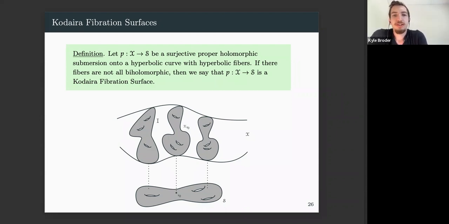So we'll define p from X to S, as in the beginning of the talk, to be a surjective holomorphic submersion. This time we'll assume it's also proper, so the fibers are compact. It's a surjective holomorphic submersion onto a compact Riemann surface of genus greater than or equal to 2, with fibers being curves of genus greater than or equal to 2. So we've got a hyperbolic base and hyperbolic fiber. But one of the key properties that defines the Kodaira fibration surface is that the fibers are not all biholomorphic. So there is holomorphic variation in the fibers and the complex structures are non-trivially deforming.